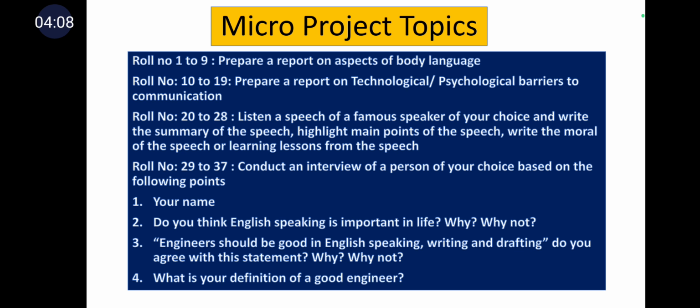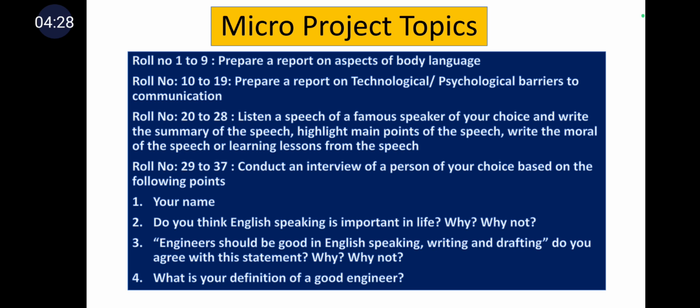And mostly if you listen to the speeches delivered by the TED speakers, that will be worth listening and worth learning, because you will get ample knowledge over there. Besides that, your readers will also get a lot of knowledge out of it. So this is a good micro project that you would be doing.